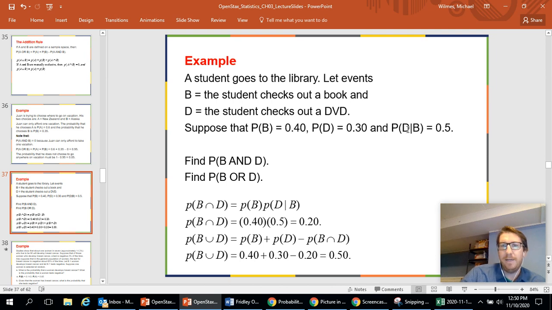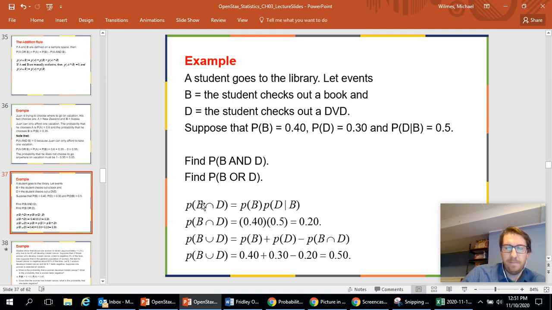So the book has an impact on the DVD, since these two are different probabilities. So these are dependent events. So we want to find the probability of B and D. To find the probability of B and D, we use our formula that was given. These are dependent events because the book obviously changes the probabilities for checking out a DVD. If this was 0.3 and 0.3, then they would be independent.